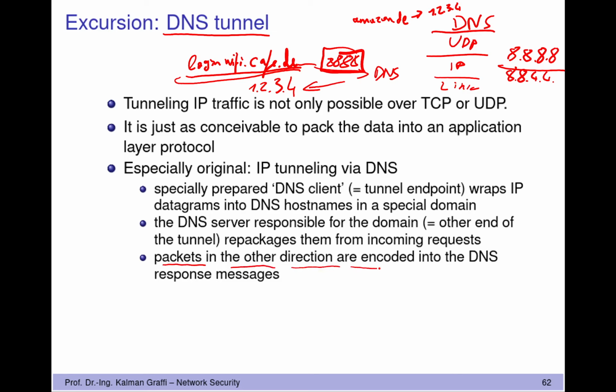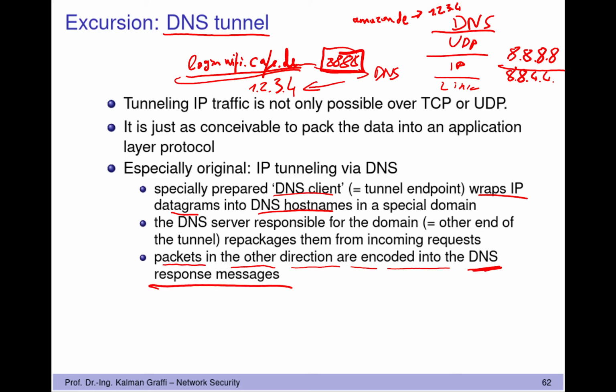So in the packets in the other direction, what you can do is set up a DNS server which not only answers DNS messages, but is a specially prepared DNS server working with a special DNS client that wraps IP datagrams into DNS host names in a special domain. So you can put a lot of information in that DNS request. And any answer that you get can also be put in a DNS response message.